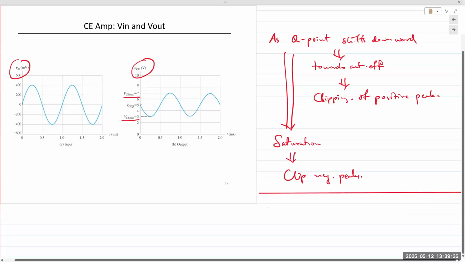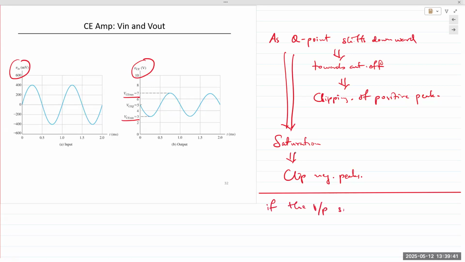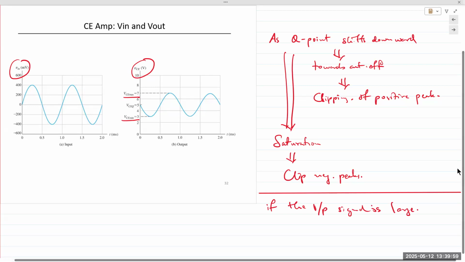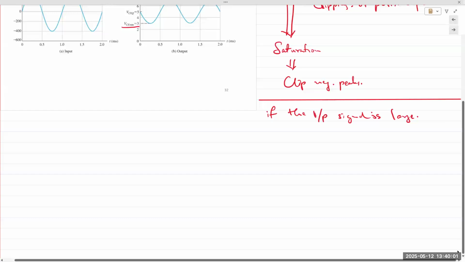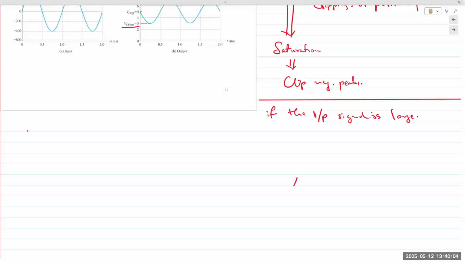Now, second case would be if the input signal is large. If the input signal is large to begin with, in the sense that instead of like 10 to 50 millivolts, it's now 100 millivolts, 200, 300, 500 millivolts signal, peak to peak, then your output waveform can get clipped like this.